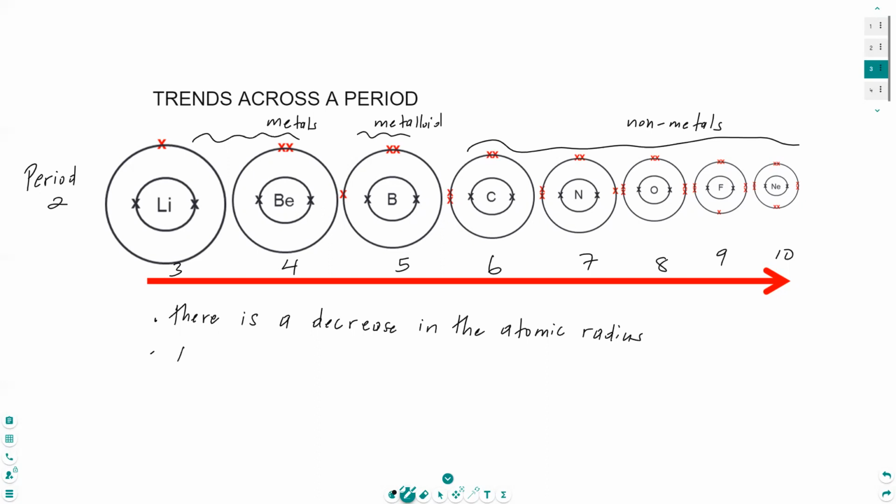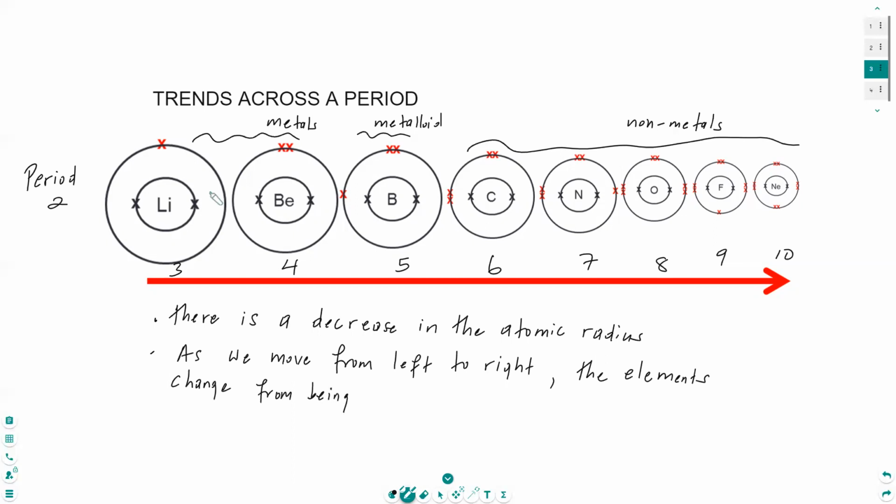So as you move from left to right, the elements change from being metallic to being non-metallic. That's what happens across the period.